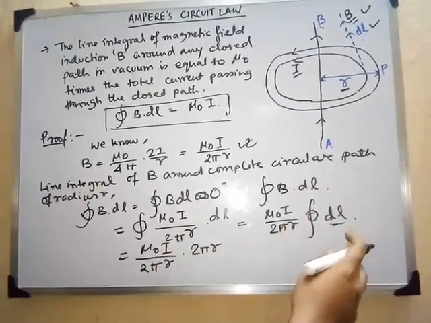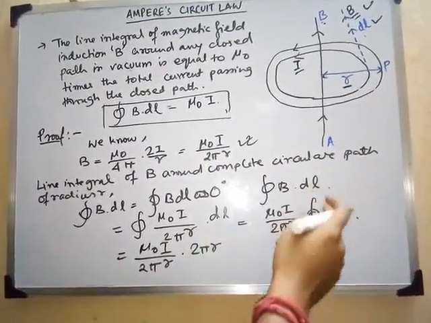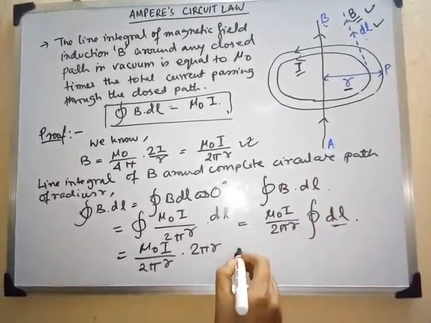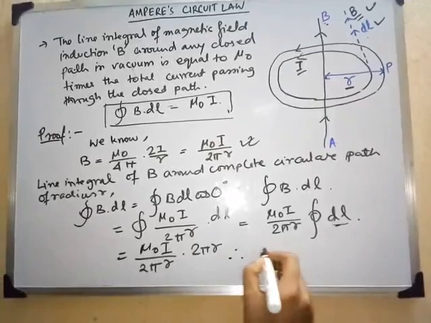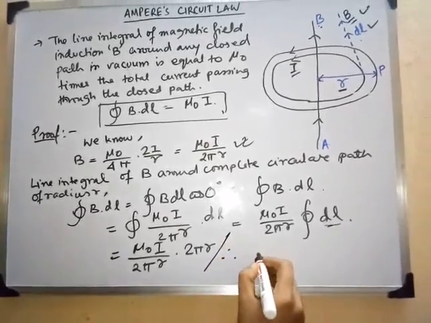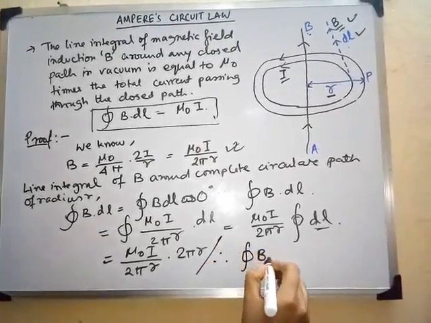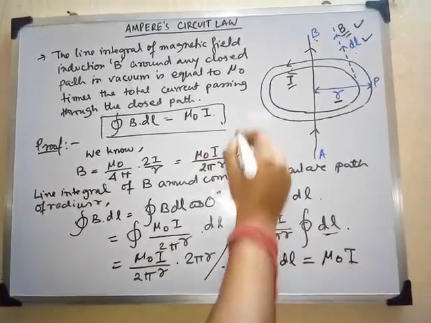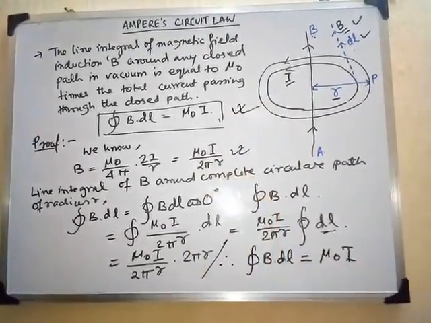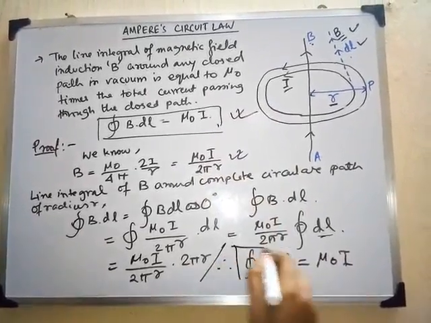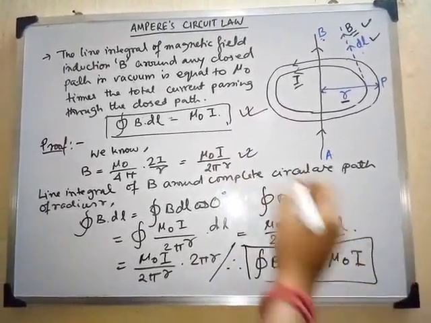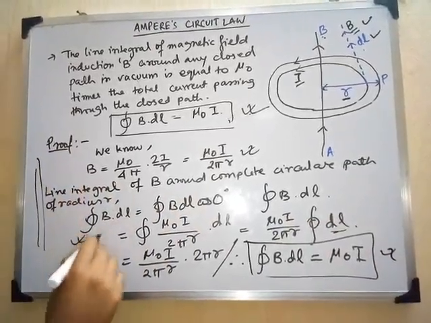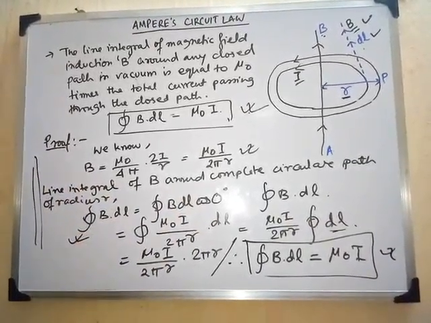So we can say that the closed line integral of dl will be equal to 2 pi r. Therefore, we can write that the closed line integral of B dl will be equal to mu naught I. This is the same as what Ampere's circuit law states. So this is your final expression of Ampere's circuit law, and it can be considered the proof of Ampere's circuit law, right?